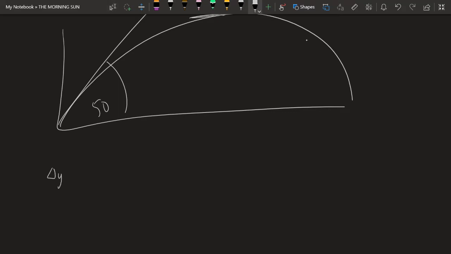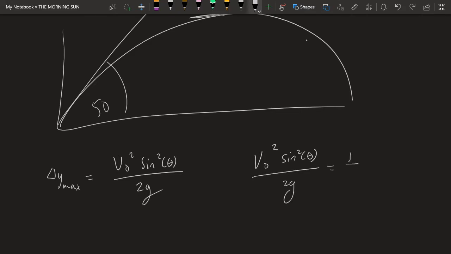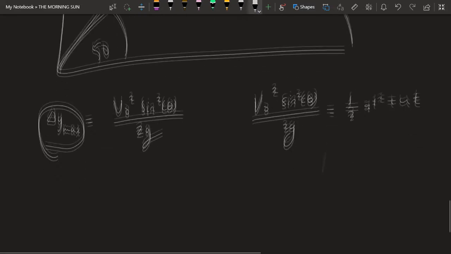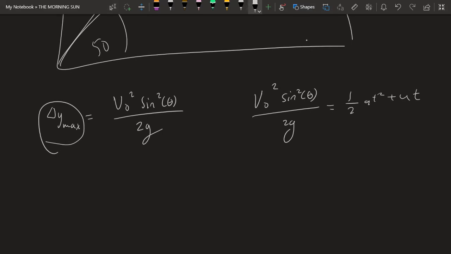We know that delta y max is equal to v0 squared sine squared theta over 2g, right? And they want the time when you're at this point. So v0 squared sine squared theta over 2g is equal to, we also know that delta y max is equal to half at squared plus ut. So all we need to do is substitute the values and find the time. V is equal to 15. So 15 squared multiplied by sine squared 50 over 20 is equal to minus 5t squared plus u, in this case sine theta v0. Again, we derived that from the projectile motion video. So sine 50 multiplied by 15t.